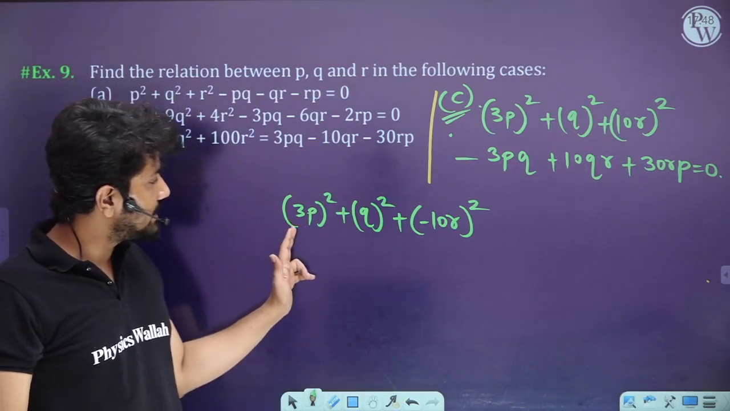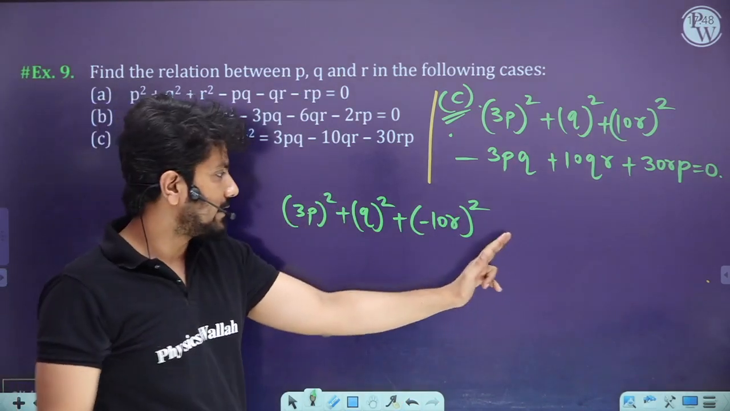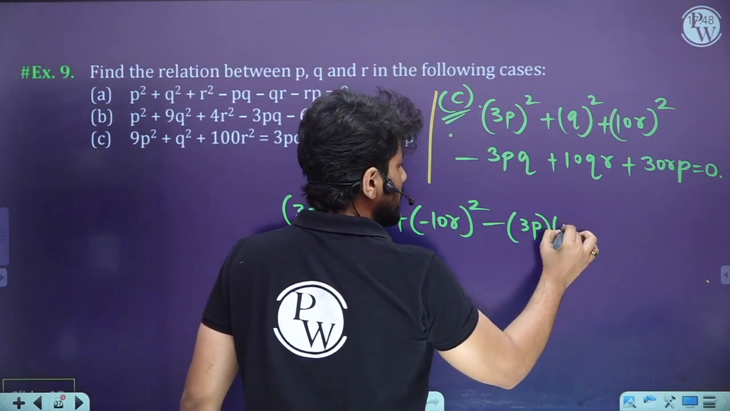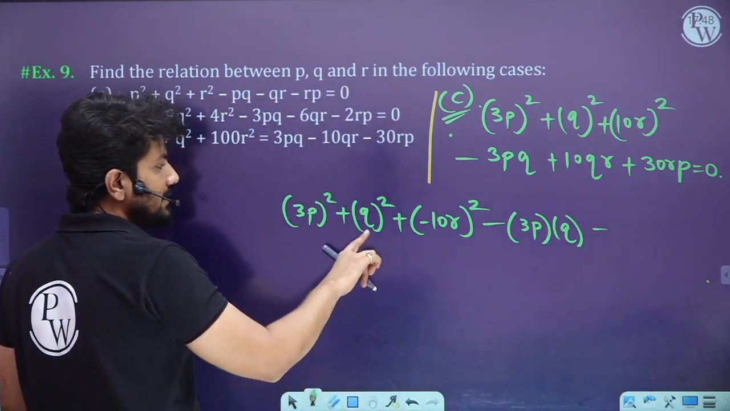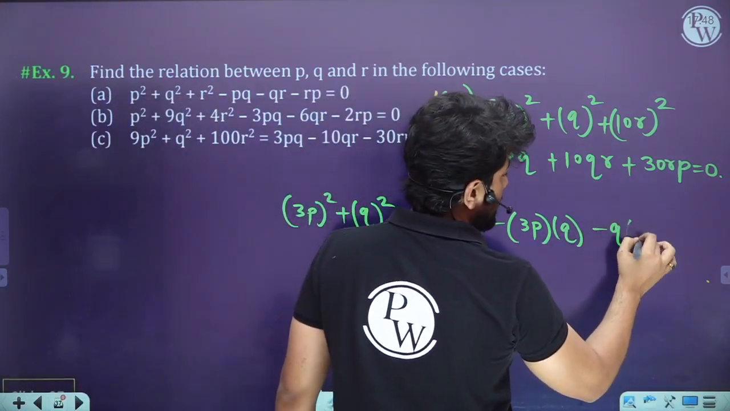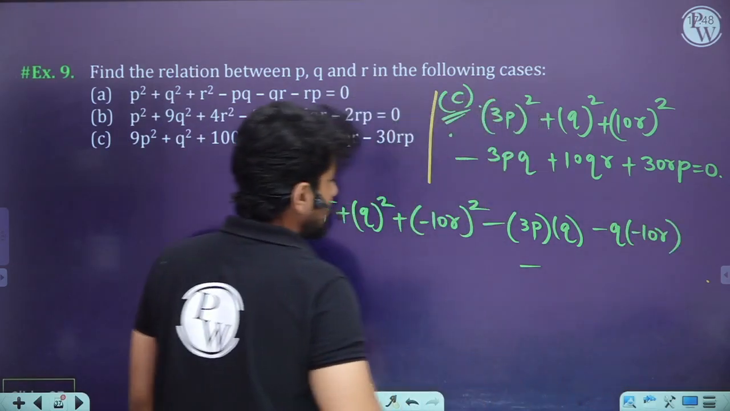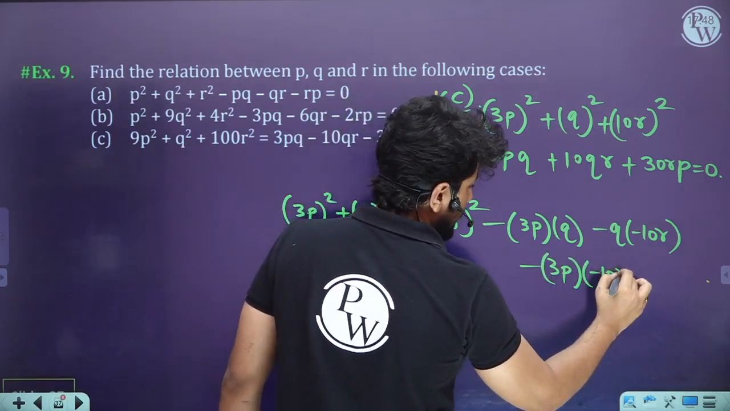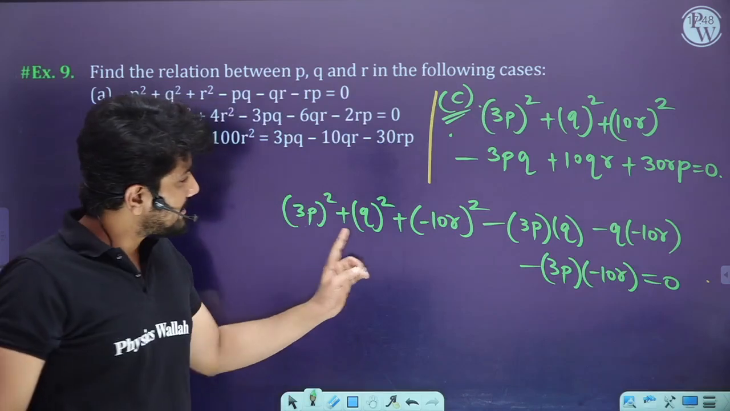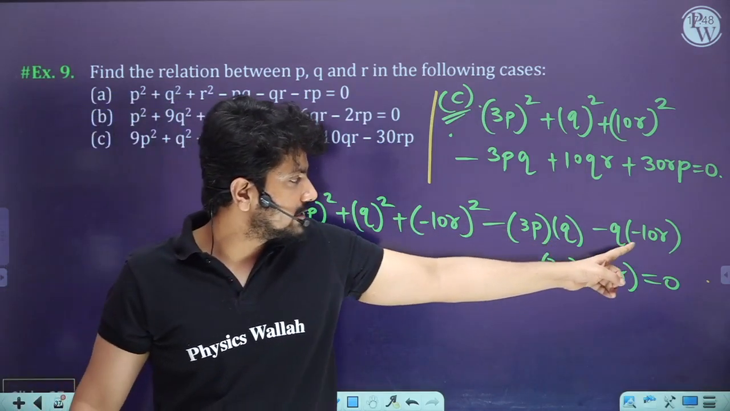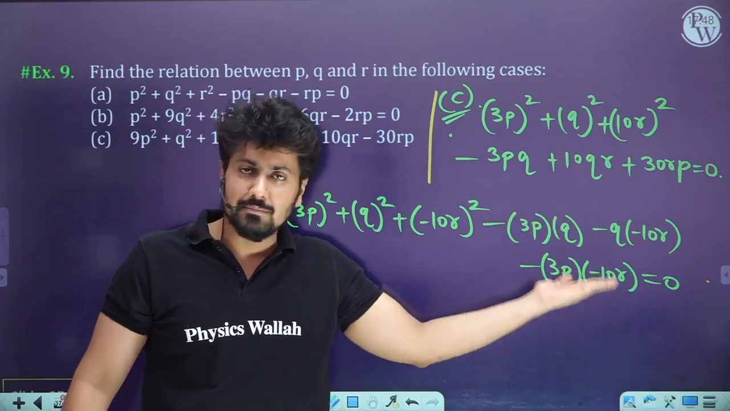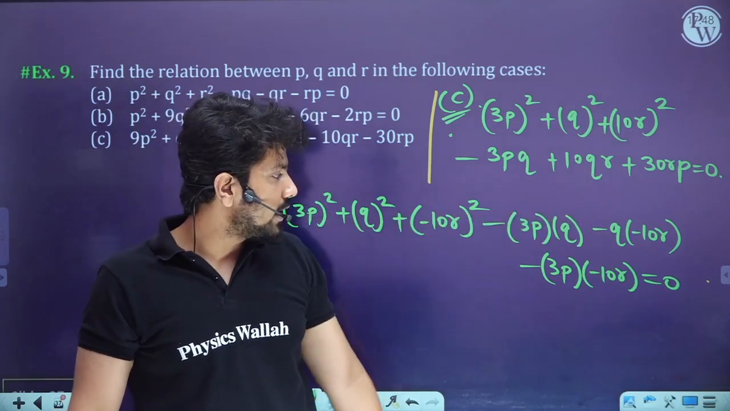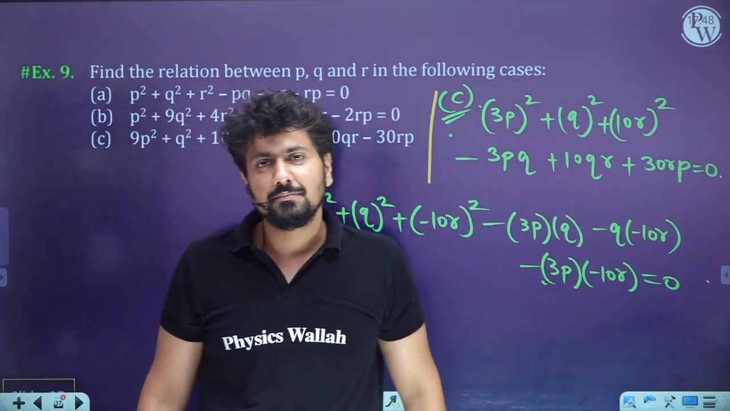So again, we have the same relation, a square plus b square plus c square. Then the next term will be minus ab. Minus ab means minus 3p into q. Minus bc means q into minus 10r. Minus ca means 3p into minus 10r. Is equal to 0. a square plus b square plus c square minus ab minus bc minus ca. See, are you getting the same thing? Yes, you are getting the same thing. We have minus 3pq. Here we have plus 10qr. Here we have plus 30rp.